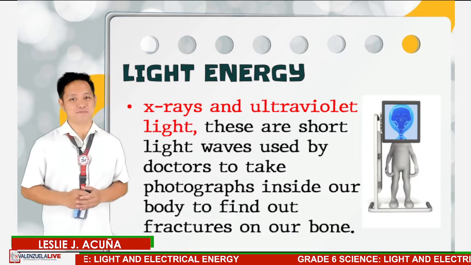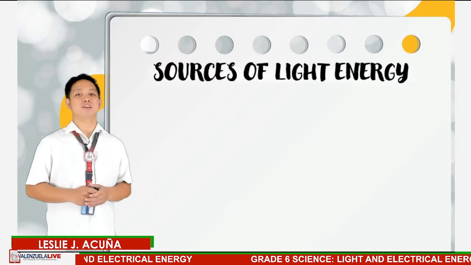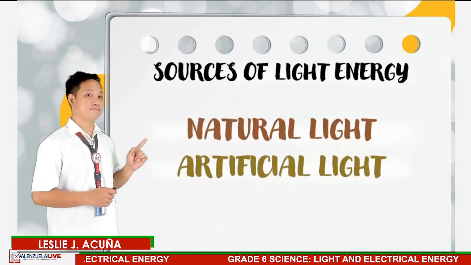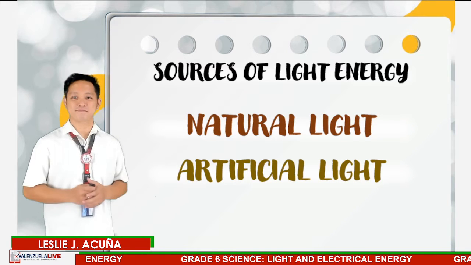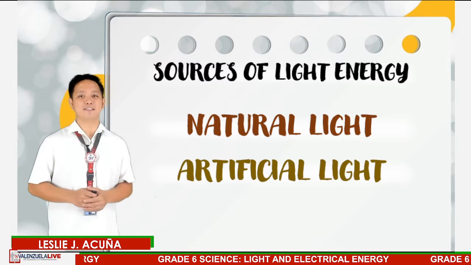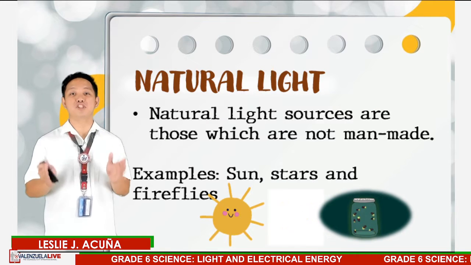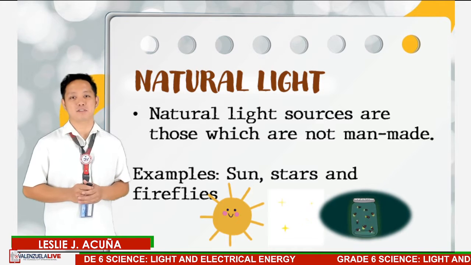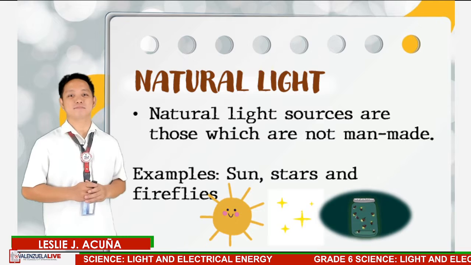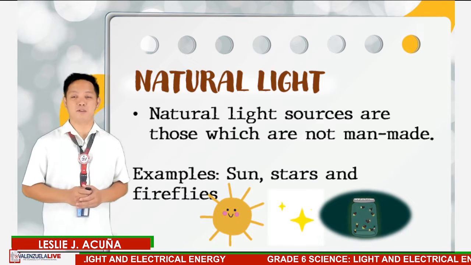We have two sources of light energy: the natural light and the artificial light. In natural light, sources are those which are not man-made. Examples: sun, stars, and also fireflies.